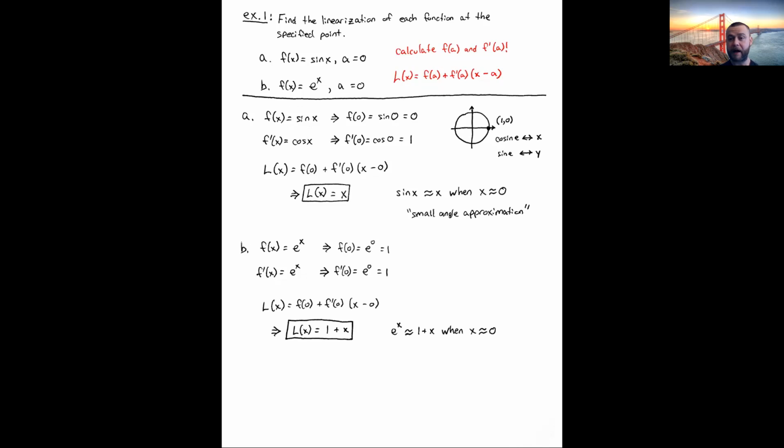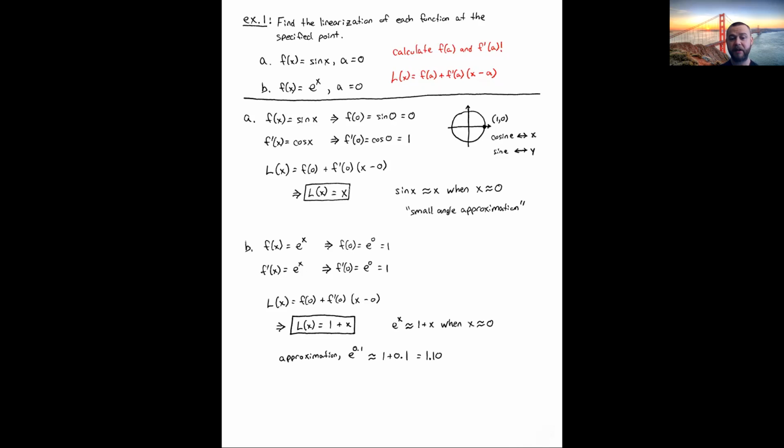Now let's use a small x value just to see this. Let's suppose we had x as 0.01. That's, I think, sufficiently close to 0. If we use our linearization, we get 1 plus 0.01, which simplifies to 1.01. So that's our value. We get an approximate value for e to the 0.01 using a linearization.